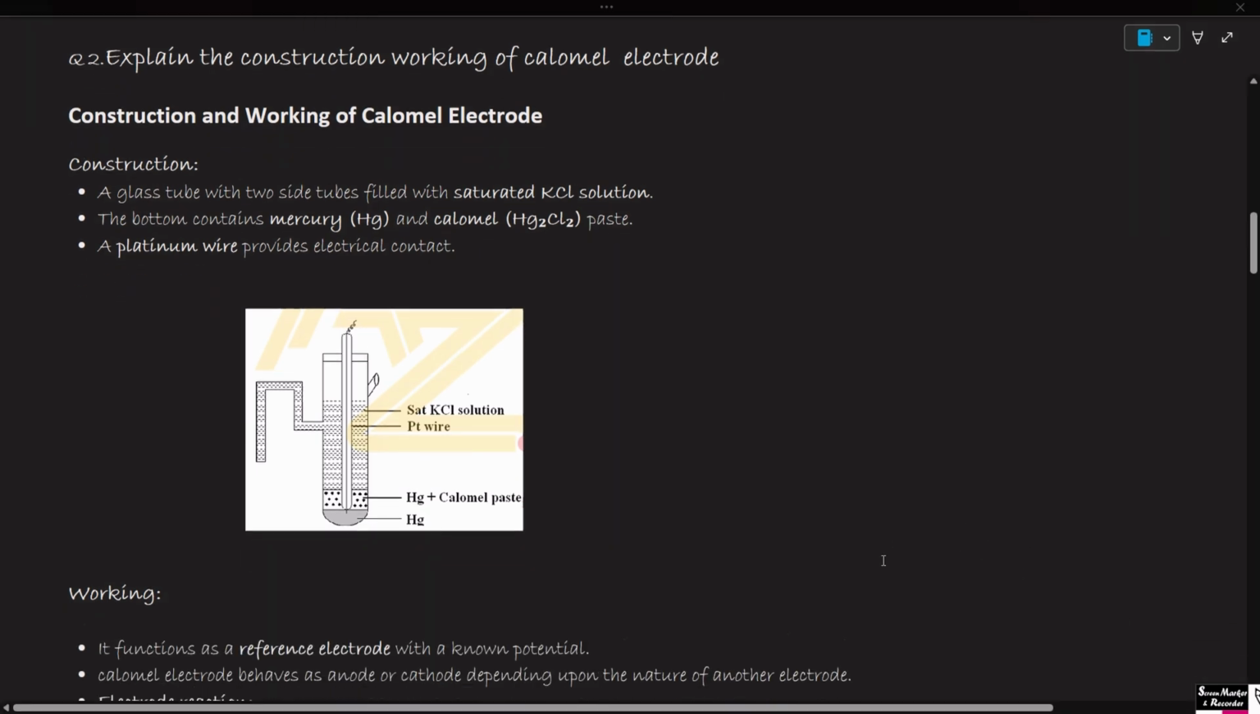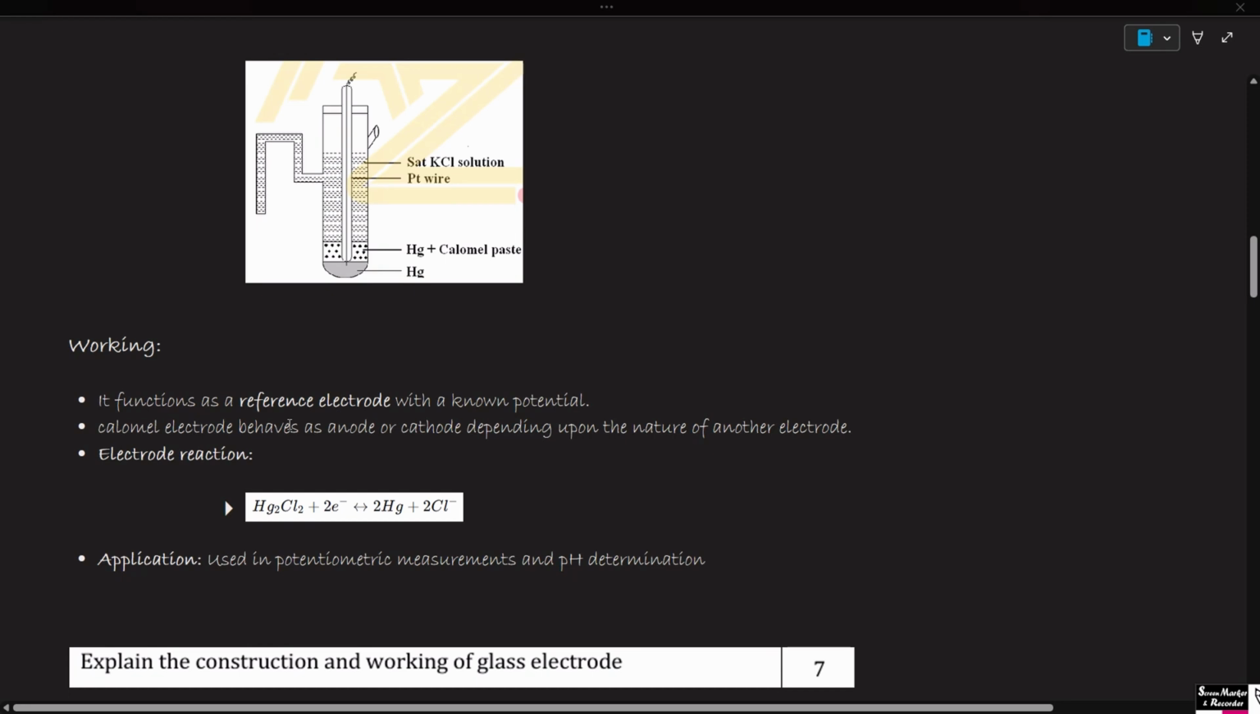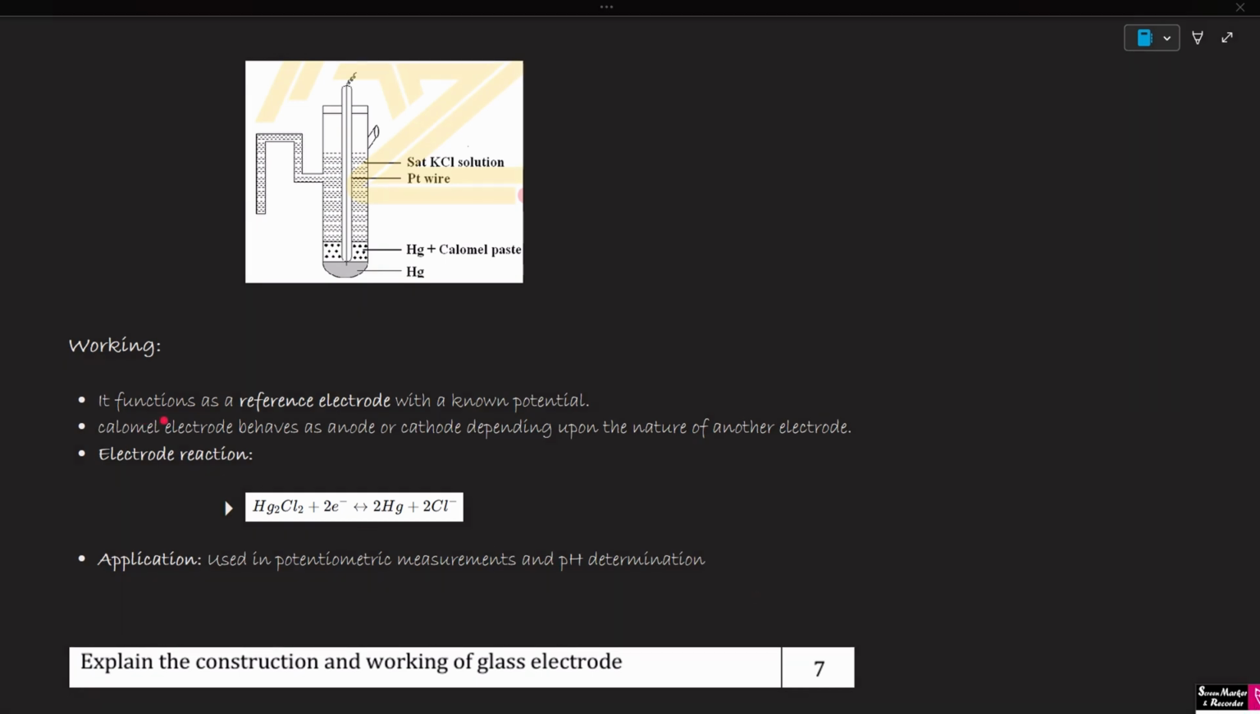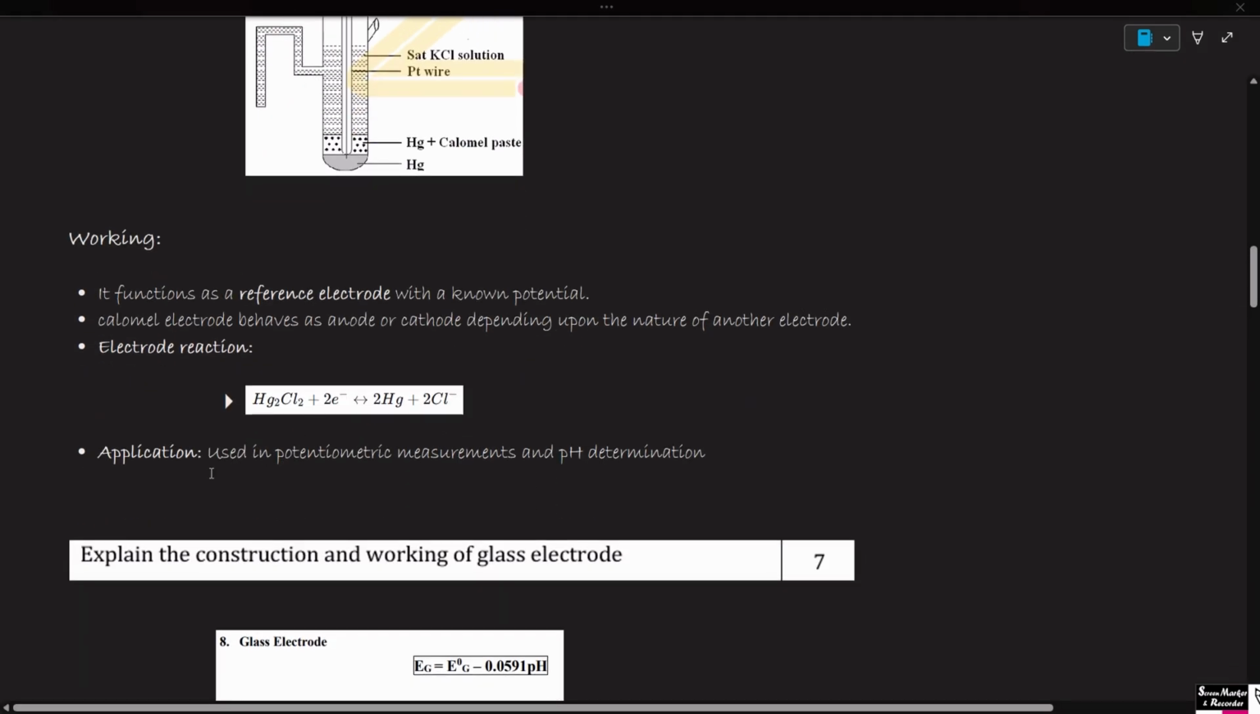Coming to the working of this electrode, it functions as a reference electrode with known potential. The potential is known here, and the calomel electrode behaves as anode or cathode depending upon the nature of the other electrode. So the electrode reaction here is calomel plus 2 electrons gives mercury plus chloride. You need to write this equation.